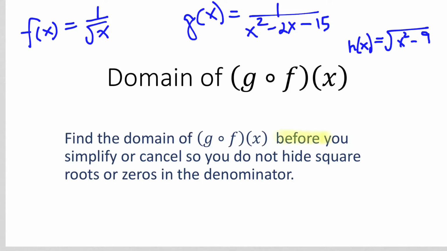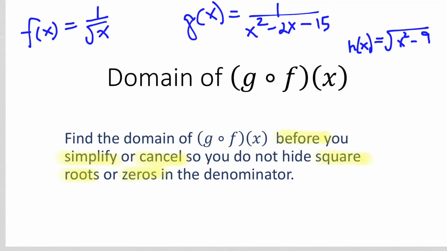before you simplify or before you cancel, so that you don't hide any square roots or zeros in the denominator. So we're looking for things that cause domain restrictions. So here's an example of where you would have to be careful that you restricted non-zero. X could not be 0 here. Over here you would have to find the x's that cause 0 here. Here you would have to find the x's that cause negative numbers under the radical.